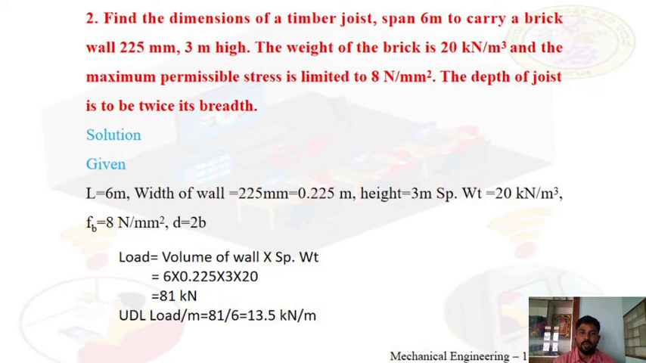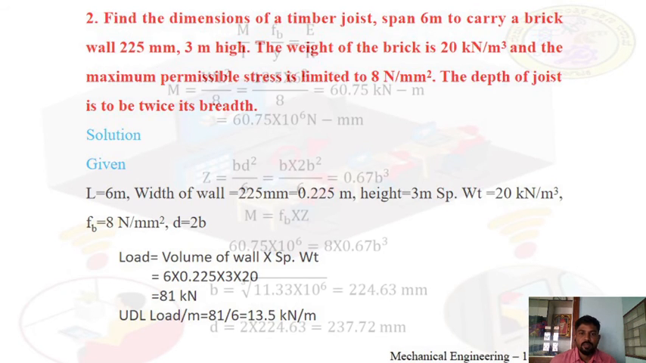But I need to find how much load is acting per meter, that is, for one meter how much load acts on the wall. For that, the UDL load per meter is equal to 81 divided by 6 meter, as the 6 meter span is given. So now the load will become 13.5 kilonewton per meter. For 1 meter of wall, 13.5 kilonewton load is acting. But our intention is to find the dimensions, that is breadth and depth of the timber joist.